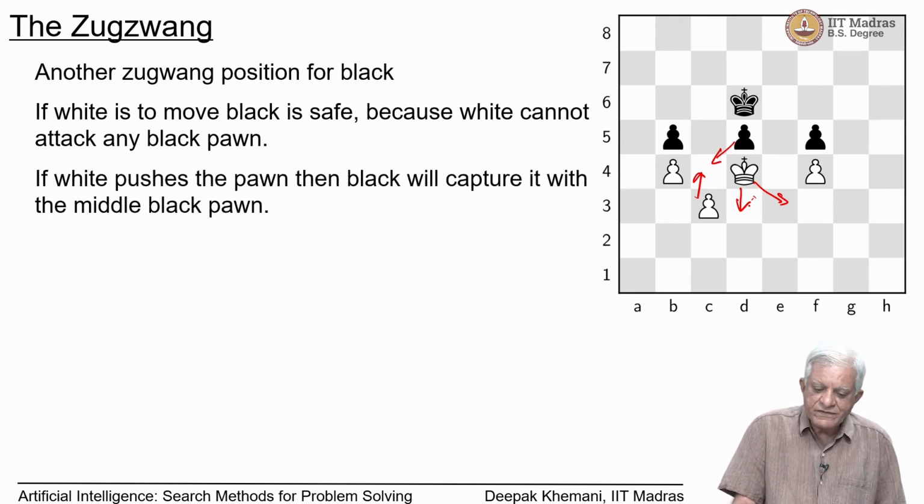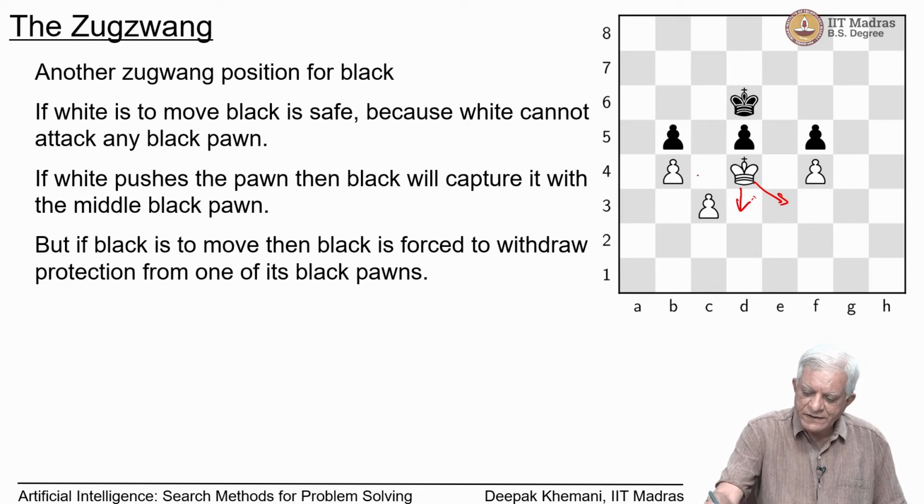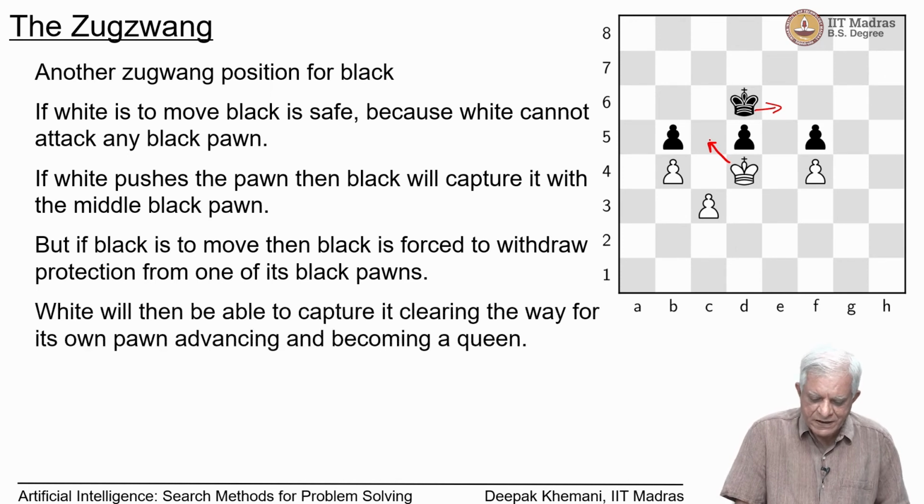So, as I just said, if white moves the pawn, then the black will capture it. But if black is to move, then black is forced to withdraw support for one of the two pawns essentially. So, if for example, the black moves the king here, this king will come here and capture that black pawn essentially. So, it is a position which is again a Zugzwang kind of a position.